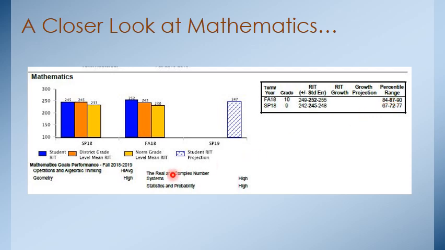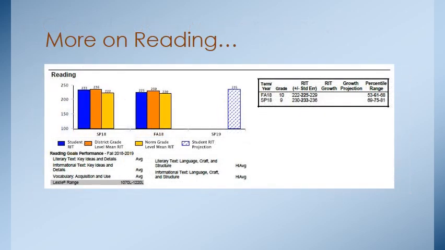Finally, down here to the left, we have the four subsections of the mathematics assessment, and we can see that relative to the national norms, our sample student is in the high average band when it comes to operations and algebraic thinking, in the high band for geometry, and the same for real and complex number systems and statistics and probability. Remember, these are all compared to national norms for the student's grade level. So let's do the same analysis for the other two sections of the test.